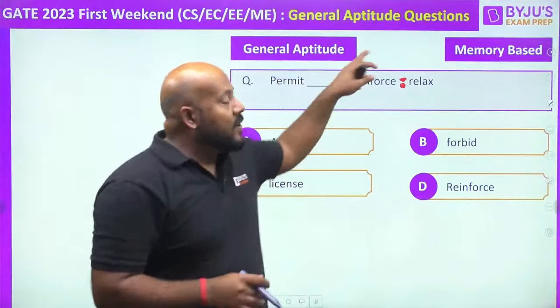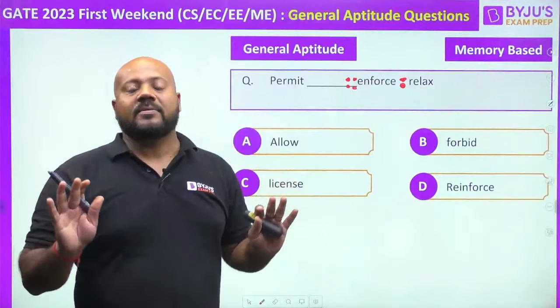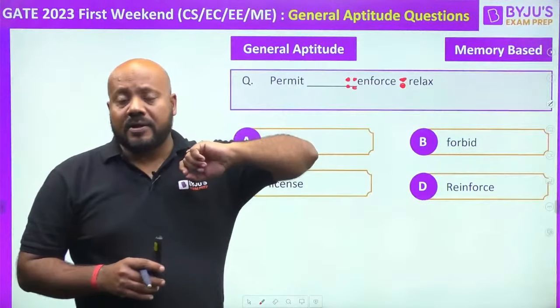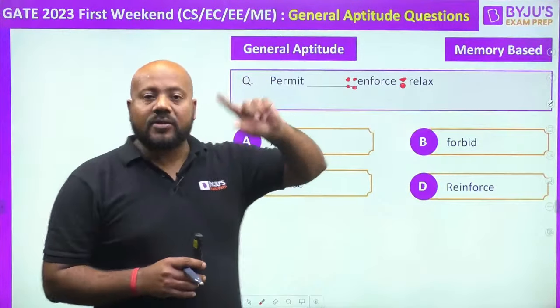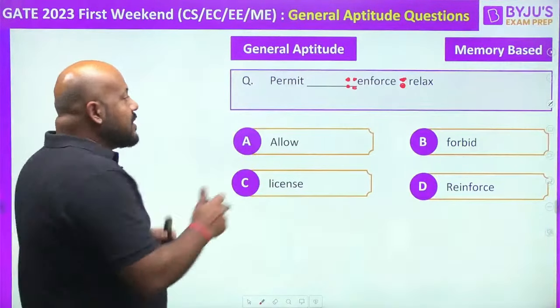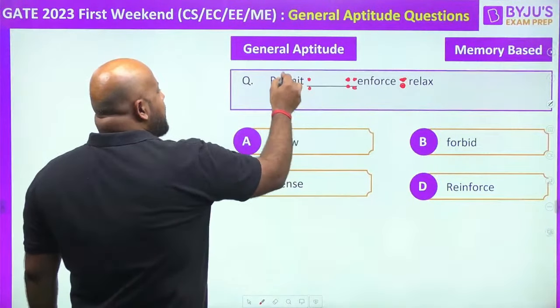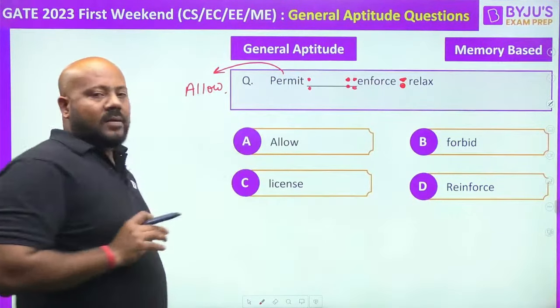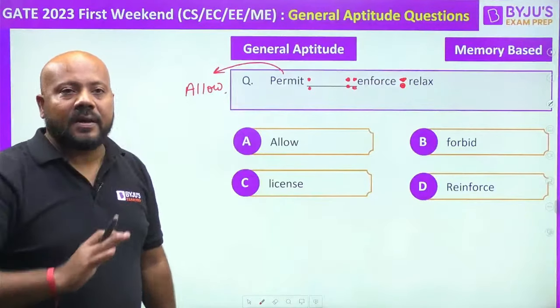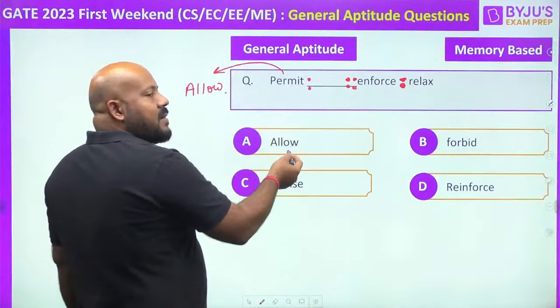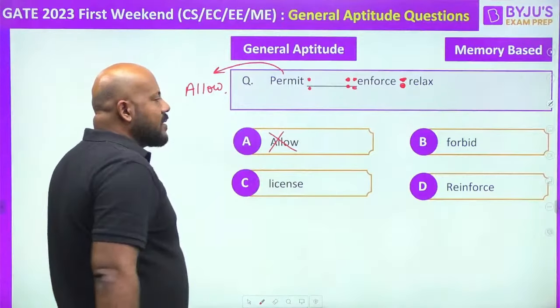And the opposite of enforce is to relax. छोड़ दिया भाई, अपने हिसाब से करो. So enforce and relax are opposite to each other, antonym to each other. So you have to find the word which is opposite to the meaning of the word permit. What is the meaning of word permit? Permit means to allow, to allow somebody for something. Now allow is the similar word, but you want antonym, so this is wrong.